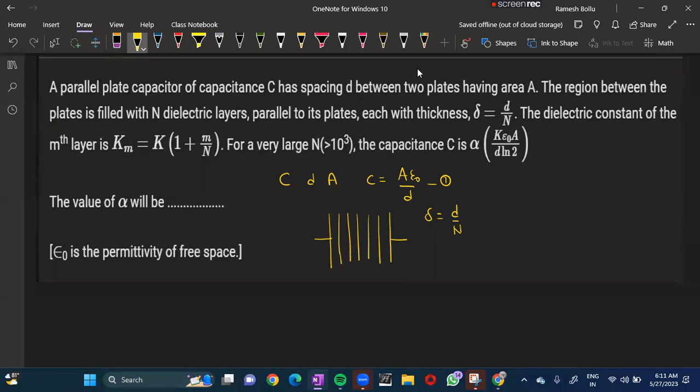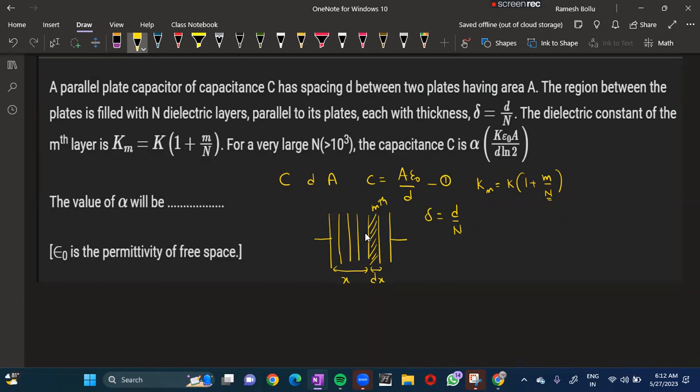And the dielectric constant of the mth layer. Assume there is the mth layer at some distance x meter and some thickness dx meter. Its dielectric constant is also given. The dielectric constant of the mth layer is K into 1 plus small m by capital N. m is the number of the layer, and capital N means the total number of layers here.